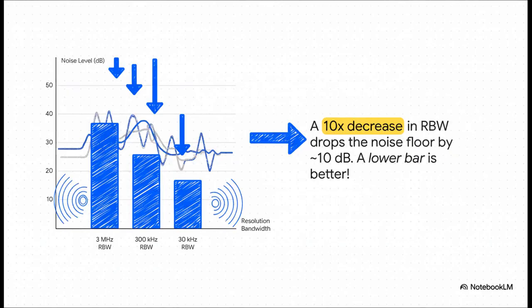And let's just look at how powerful that effect on the noise floor is. The relationship here is really predictable and super useful. As you can see on this chart, every single time you decrease the RBW by a factor of 10, so going from 3 MHz down to 300 kHz, the average noise level you see on the screen drops by about 10 dB. This is the main trick you use to dig very weak signals out from all that background noise.